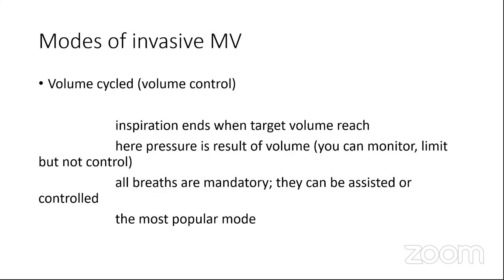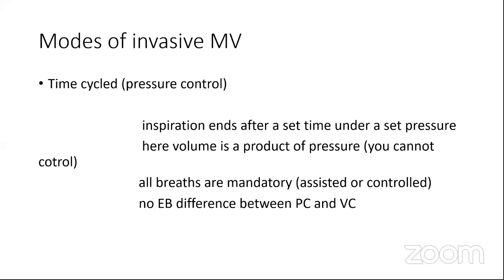The other frequently used and popular mode of still controlled mechanical ventilation, which means not spontaneous, is pressure control. And in pressure control, it's the opposite. You target pressure, you monitor volume. But we call it time cycled because inspiration ends after a preset time under a preset pressure. So you choose the inspiratory time and the target pressure you want, and then the ventilator applies this pressure for this set time and then switches to expiration.